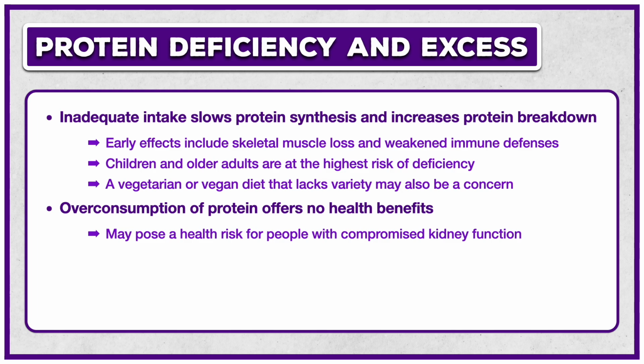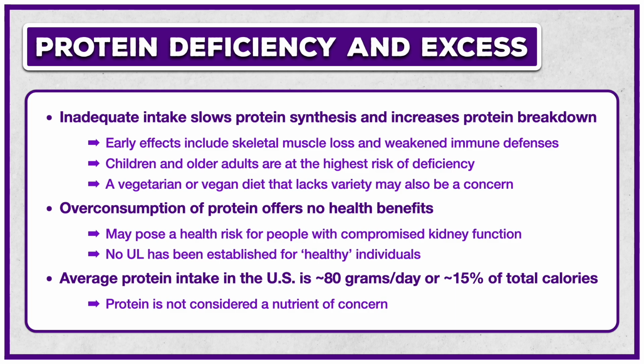On the opposite end, overconsumption of protein offers no health benefits and may pose a health risk for people with compromised kidney function. Exactly how much is too much is quite unclear though, and no tolerable upper intake level has been established for healthy individuals. Overall, the average protein intake in the United States is approximately 80 grams per day, or around 15% of total calories, which falls right in the AMDR. As a result, protein is not considered a nutrient of concern.